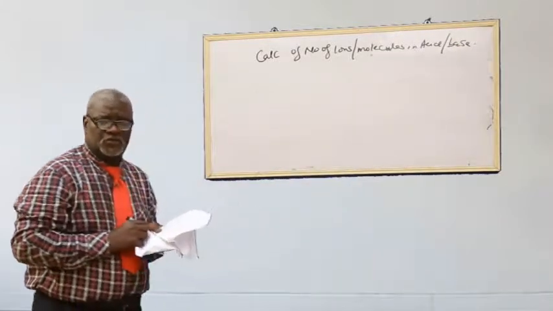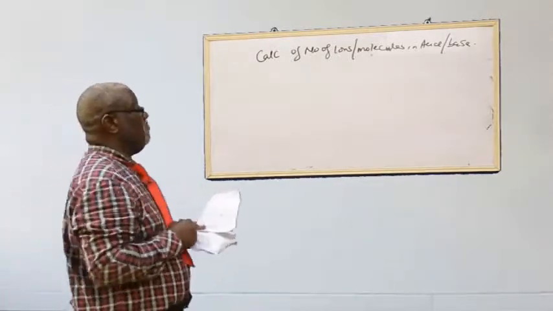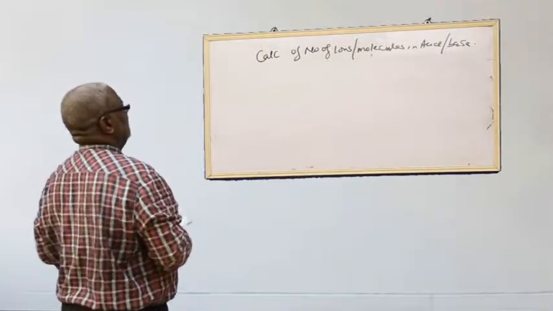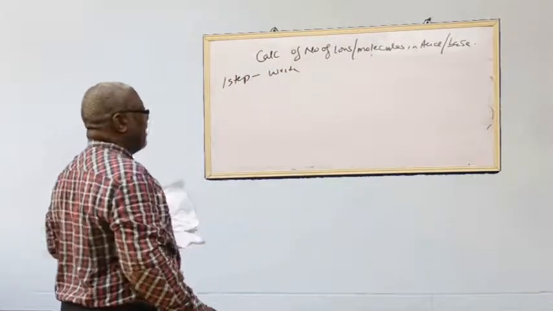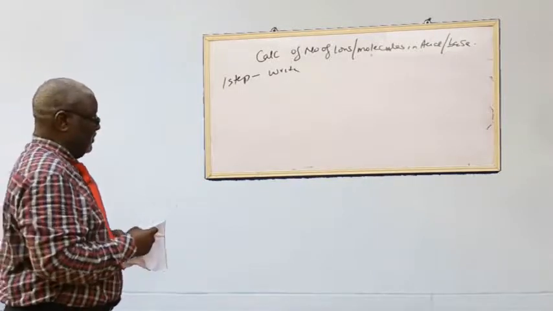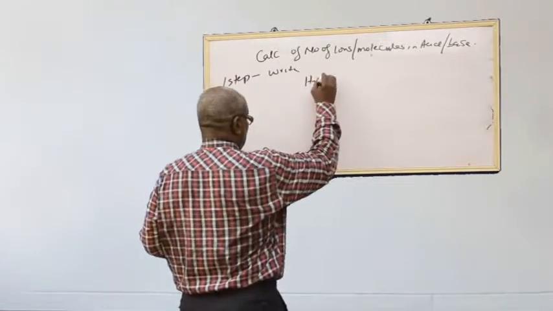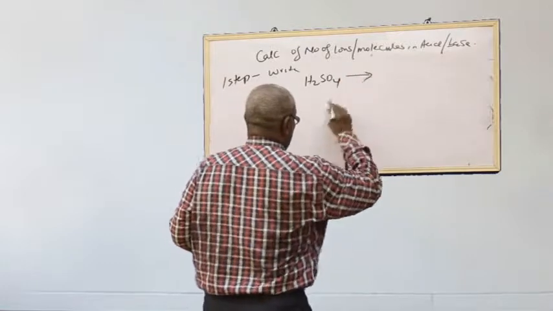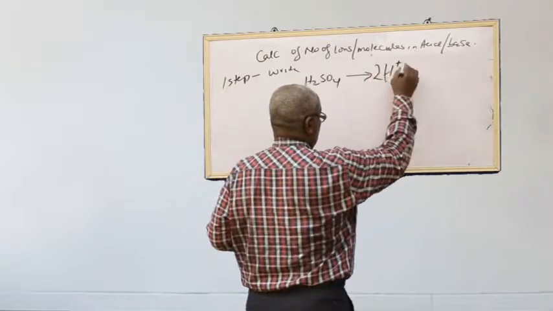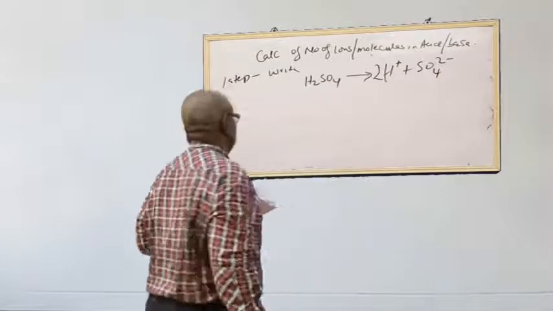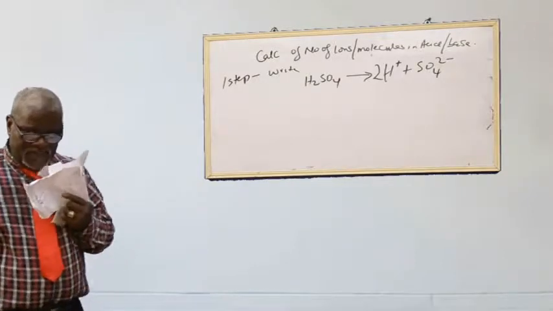To do this calculation, you use the ionic equation for 1 mole of the acid, base, or salt. The first step is to write the ionization equation for 1 mole of the acid, base, or salt. Assuming the acid given is H2SO4, the ionization equation will be H2SO4 giving 2H+ plus SO4 2-.